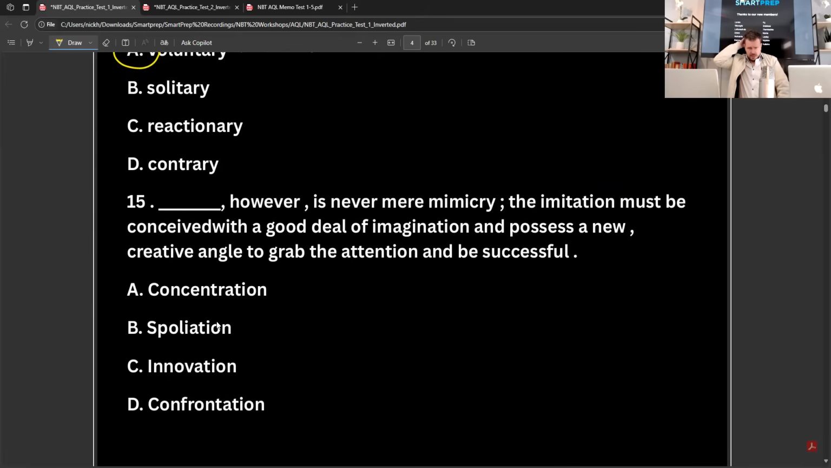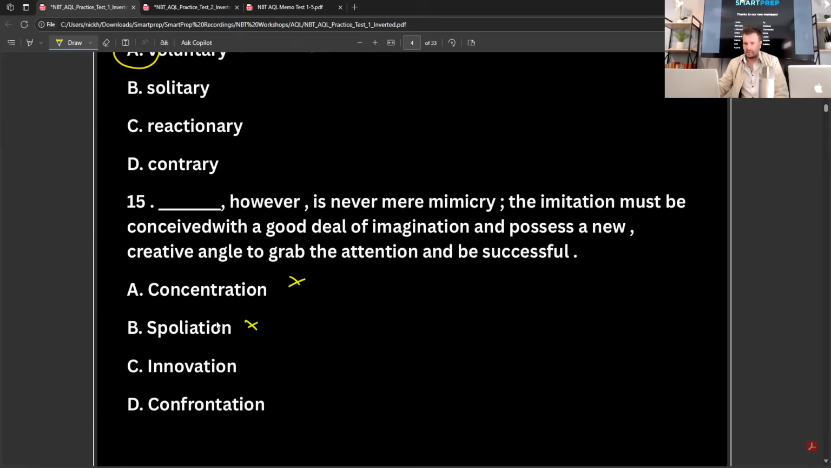So, all right. 15. Something, however, is never mere mimicry. The imitation must be conceived with a good deal of imagination and possess a new creative angle to grab the attention and be successful. Okay, so I would say concentration, however, is never, nope. Concentration, that doesn't sound right, because that's focus, right? And that's not that. Spoliation means to spoil. It comes from spoil, right? So that would be to destroy something, right? If you destroy the evidence, you spoliate the evidence, so that's not right.